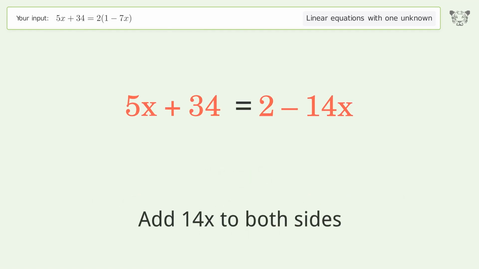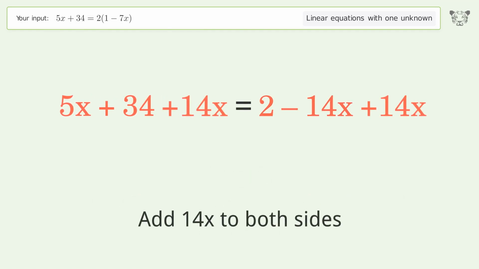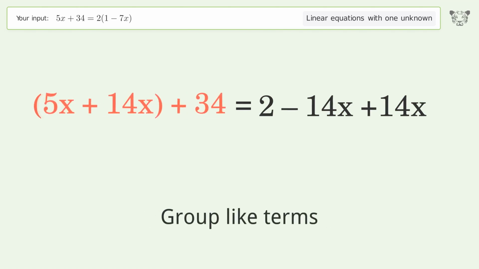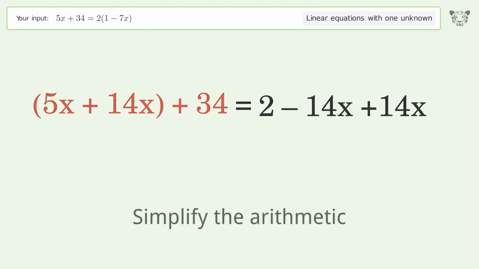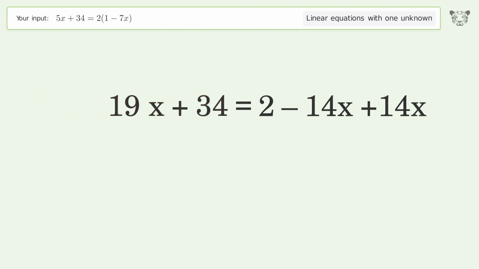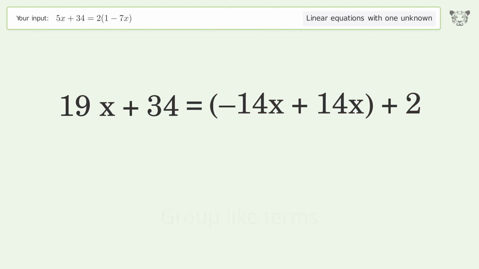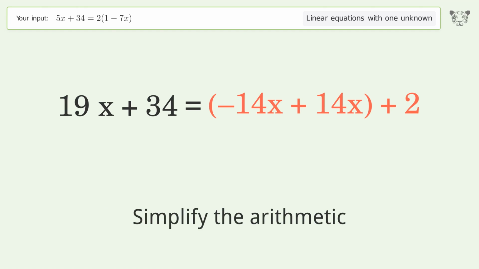Add 14x to both sides. Group like terms. Simplify the arithmetic. Group like terms. Simplify the arithmetic.